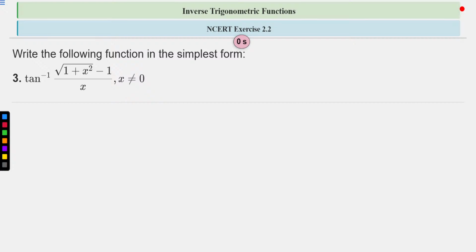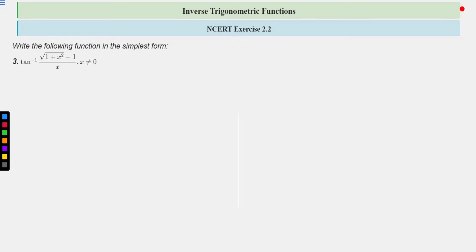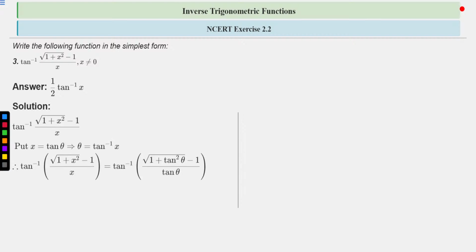Okay, so let us discuss the solution part. The correct answer will be 1 by 2 tan inverse x, right? So let us see. Tan inverse of root over 1 plus x square minus 1, upon x, right?